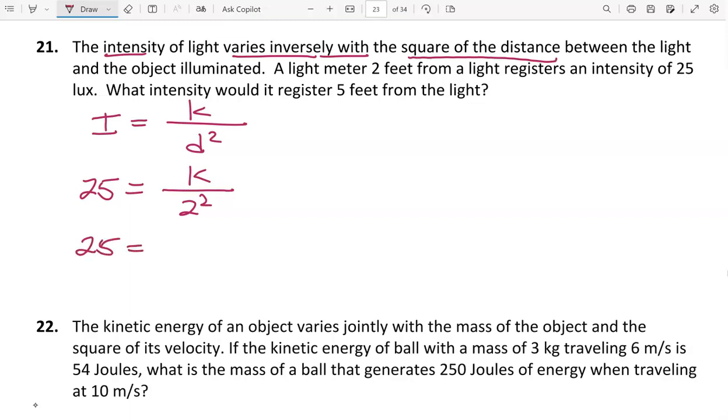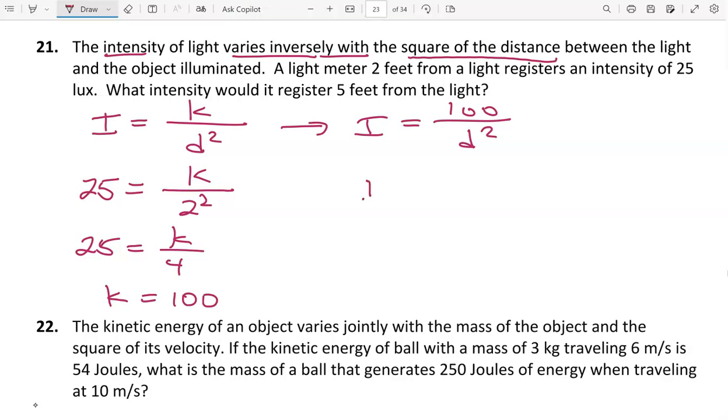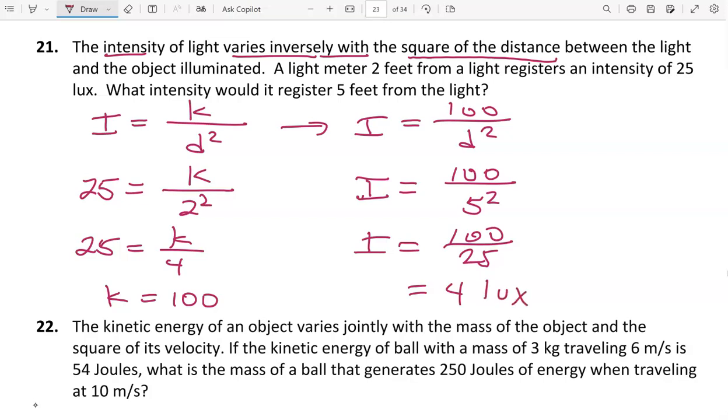So 25 is equal to K divided by 4, multiplying by 4, that gives us a K of 100. So I is equal to 100 divided by d squared. And we are looking for the intensity that it would register 5 feet from the light. So I is equal to 100 divided by the distance, which is now 5. So that would be I equals 100 divided by 25, and that would give us 4, and the units on the intensity are lux, or LUX.